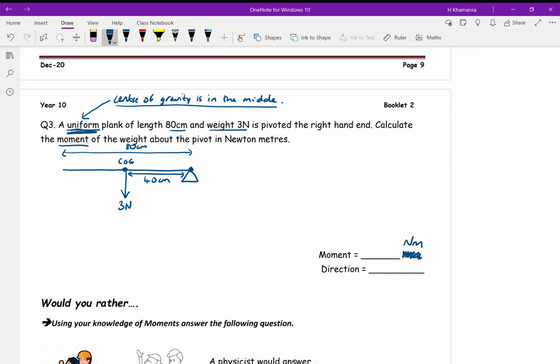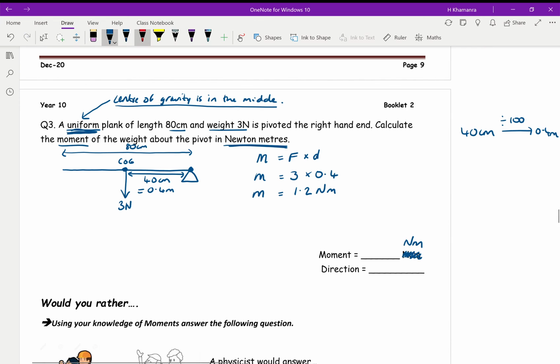So I start off by writing down my equation. Moment equals force times distance. The actual force is 3 newtons and the distance is 40 centimeters. But I've been asked to calculate my moment in Newton meters, which means that I need to change this 40 centimeters into meters. To get it into meters, I need to divide by 100. So that's 0.4 meters. And I just put my 0.4 in over here. So my moment works out to be 1.2 Newton meters.